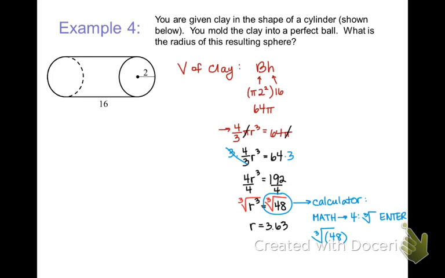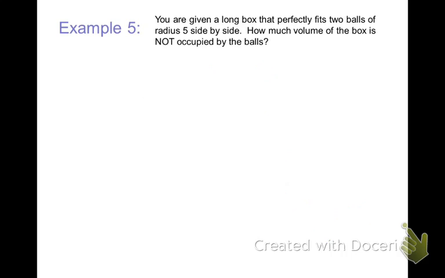Okay, final example. I've given you a long box that perfectly fits 2 balls of radius 5 side by side. How much of the box is not occupied by the balls? So let's draw a picture of this first. Give me a second to figure this out. Okay, let me just draw a box real fast.